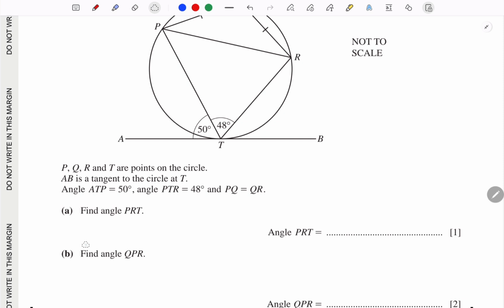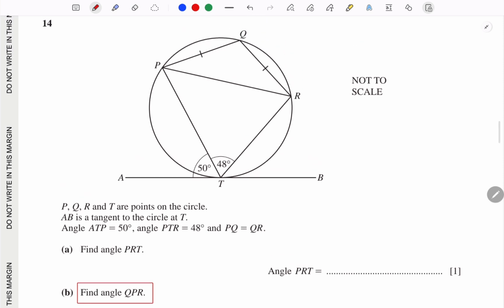In the second part, we need to find the angle QPR. Let's see where angle QPR lies. This is angle QPR. We need to find this angle. Let's call this x degrees. See, this quadrilateral P, Q, R, and T is a cyclic quadrilateral.